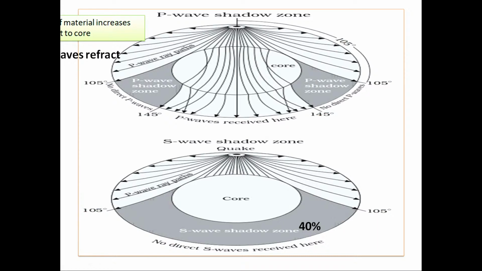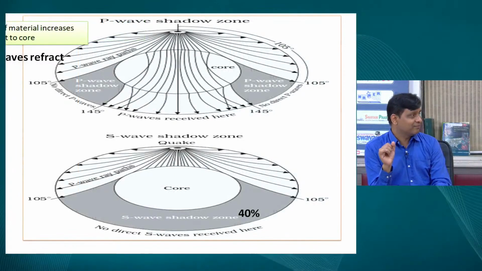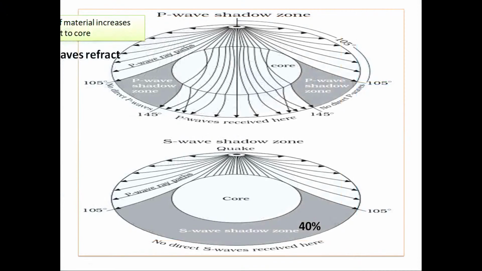Whereas in the second diagram, downside, this is the S wave shadow zone, and we have read that S waves cannot travel in liquid and gaseous stage. So S waves can travel only till 105 degrees on both sides, and in the rest, from 105 to 105 on the other side, no S wave is received. Because of that we can conclude that the outer core of the earth is in liquid stage. All right.